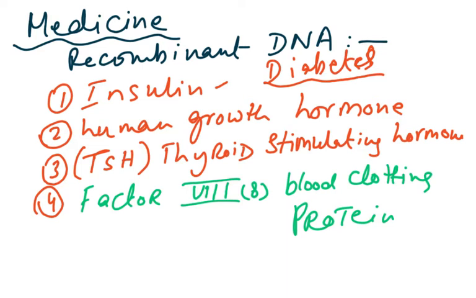So these are all proteins, and we're going to use recombinant DNA technology. We're going to get the gene to make these proteins, and then put it in a plasmid, and then put that plasmid, which is the recombinant DNA, into a bacteria, and then the bacteria is going to make this protein for us. So please understand the basic biology behind it. Factor 8 is again a blood clotting protein. So we're going to talk of four proteins which we can make by recombinant DNA technology. Number one, insulin. Number two, human growth hormone. Number three, thyroid stimulating hormone. And number four, factor 8.